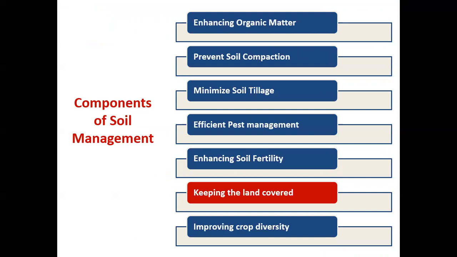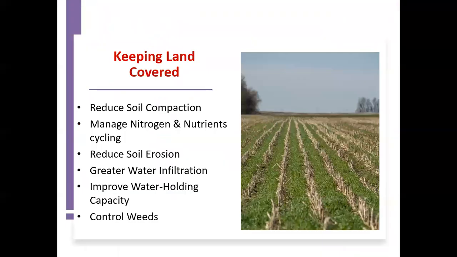So then the next component is that we have to keep the land covered. This is also important, which is generally not adopted. What does it do? It reduces the soil compaction because you are growing plants and plant roots there, you are not keeping the soil bare. So it reduces the compaction.